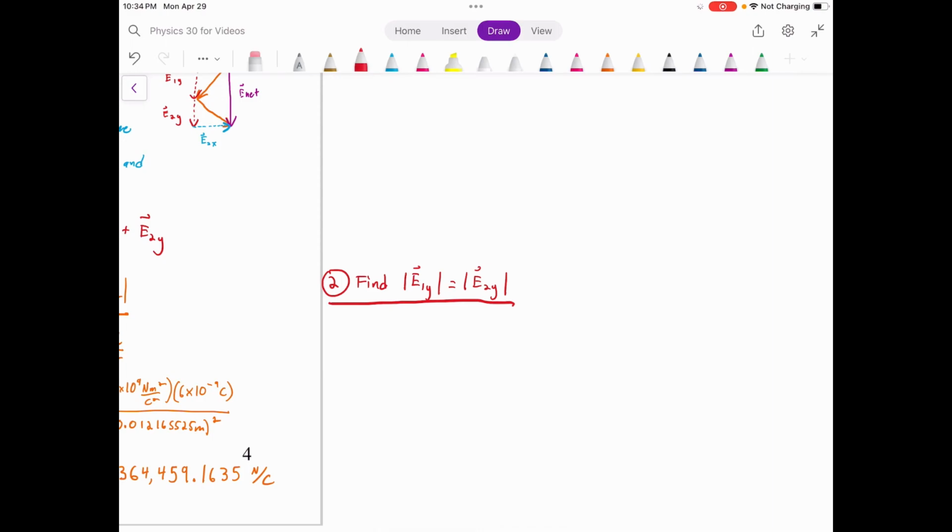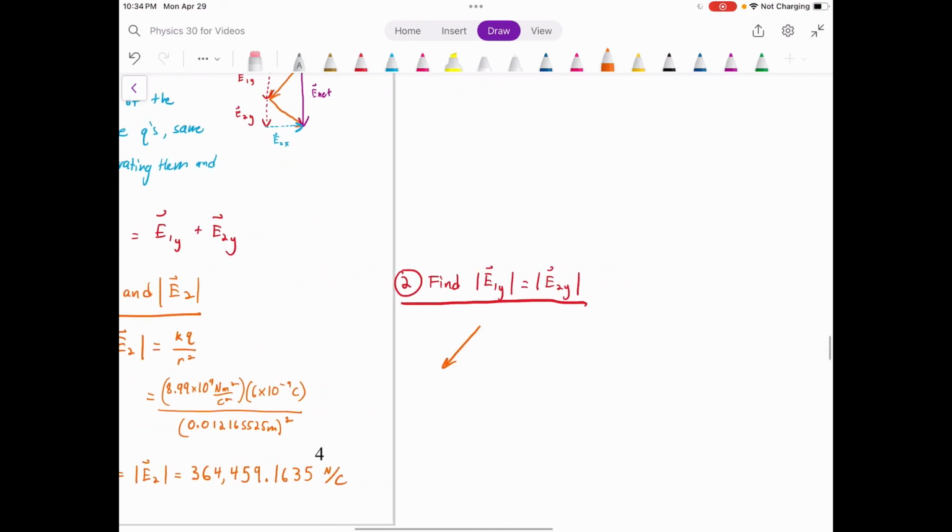Well, how do we find the y components of any vector? We use trigonometry and we need an angle, right? So if we have the electric field from either of these, which we do, we just found it, we would normally say, okay, we could do some SOHCAHTOA with this to figure out its y component. Problem is, we don't have an angle here, right?